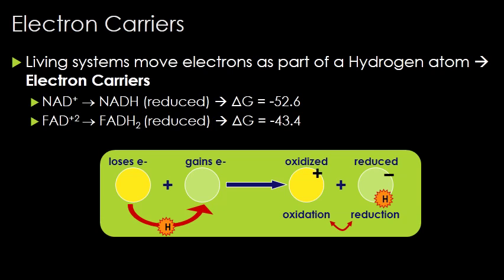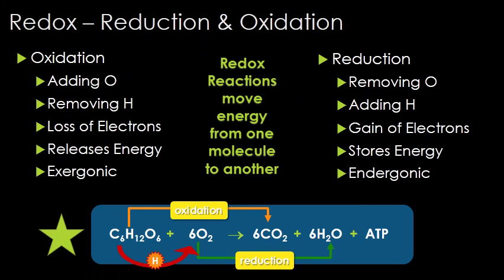The two most important electron carriers in cellular respiration are NAD+ and FAD+2, arguably two of the most important coenzymes in the cell. Now, NAD+, which we know as niacin or vitamin B3, is more preferred because it releases more energy. FAD+2 or riboflavin or vitamin B2, not as useful, not as much energy, but still essential to the process of cellular respiration. So energy is transferred from one molecule to another via redox reactions.